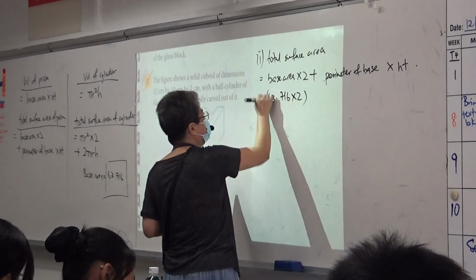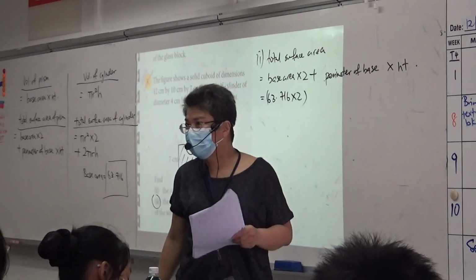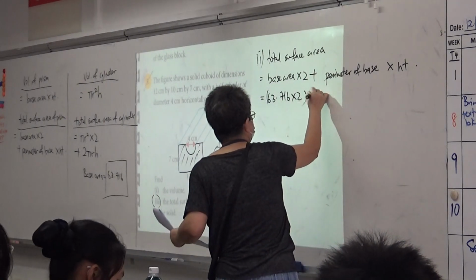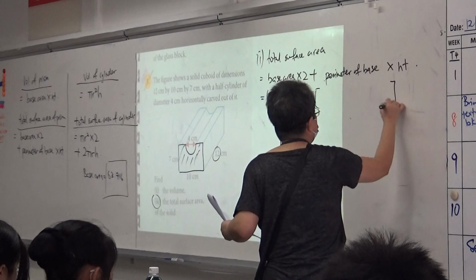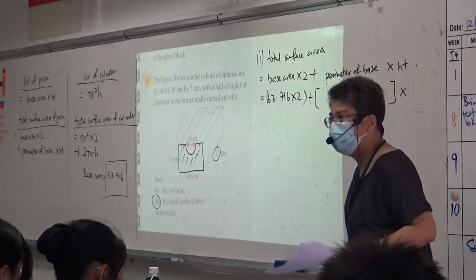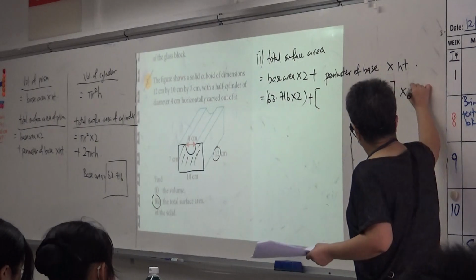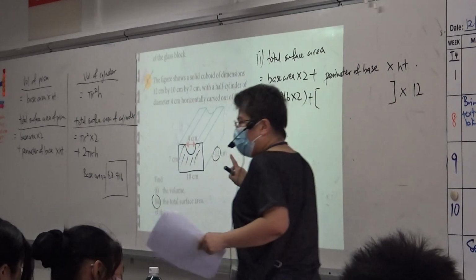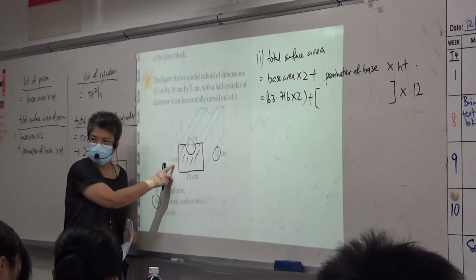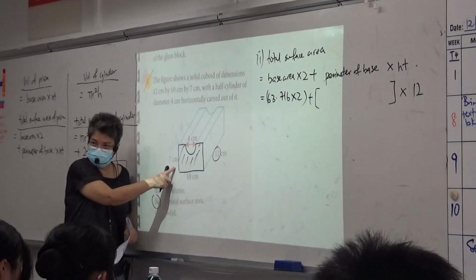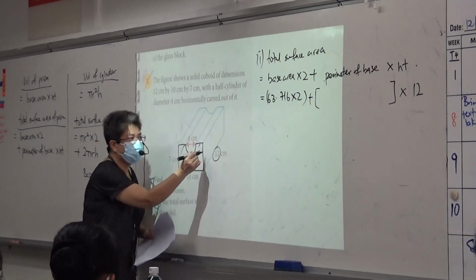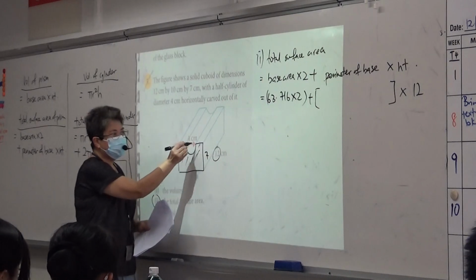63.716 times 2, right? This will be the front part. Alright? Yes or no? Plus. Now I need to find out the perimeter of the base, right? Times. What's the height of the prism? Can you tell me? 12. Okay. Now how to get the perimeter of this shaded part? This is what? 7 plus 10 plus what? 7. Okay. Now, can you see there are two lines here?